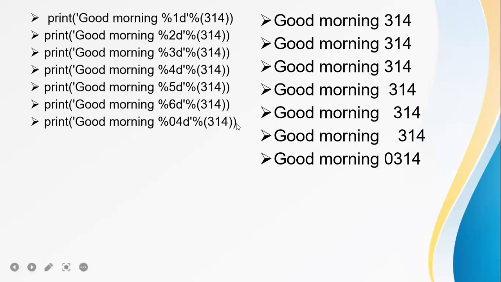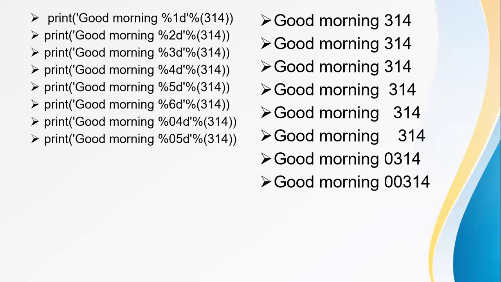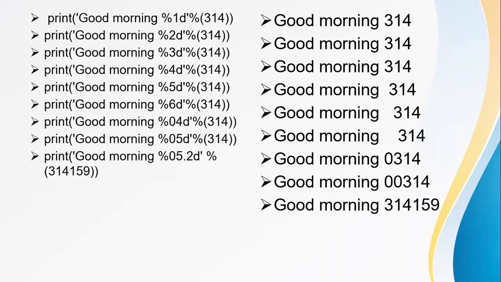Okay. So when I use 04D, it's coming close. 0, then 4 decimals. I'll get 00. Here 00, but with 2 decimals, what will happen? 3 1 4 1 5.